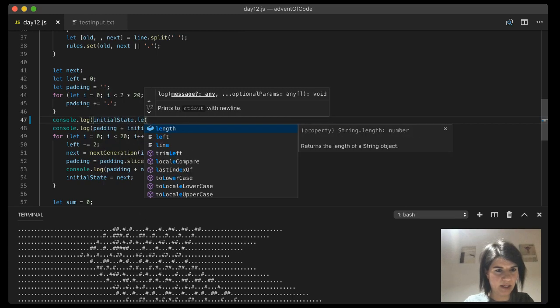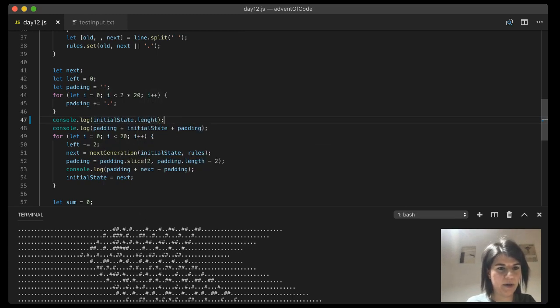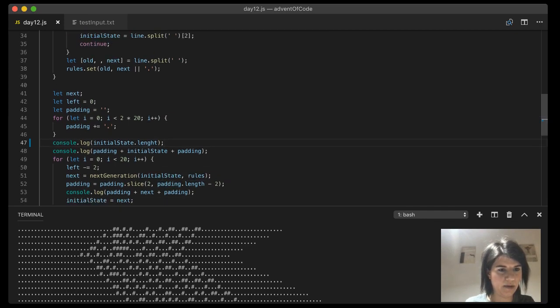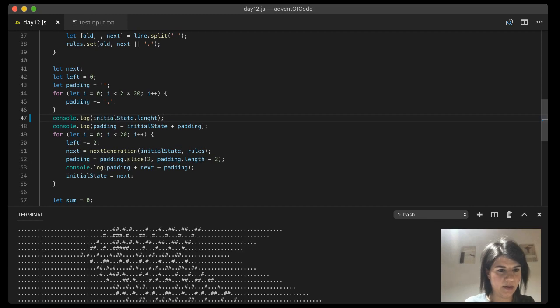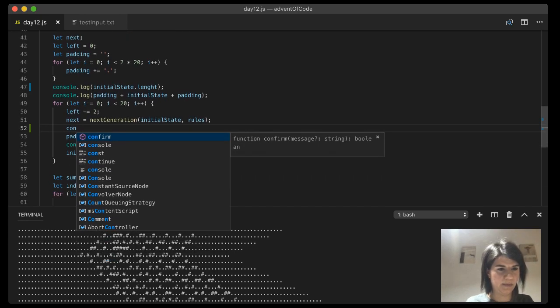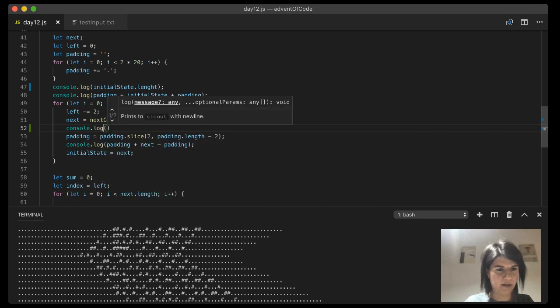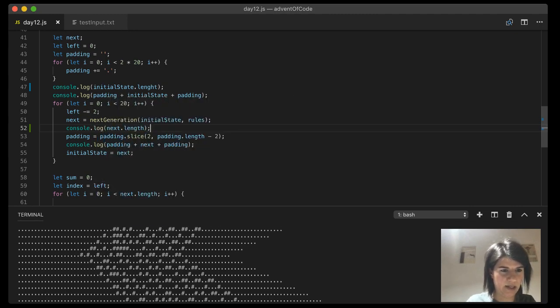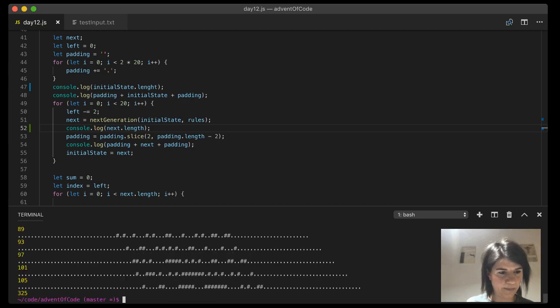Console.log initial state dot length. Oh, the problem is that I'm printing initial state, but then I'm always printing next. Is that my problem? And then console.log next.length. So I'm printing the initial state and then I'm printing these other ones. Let's see.